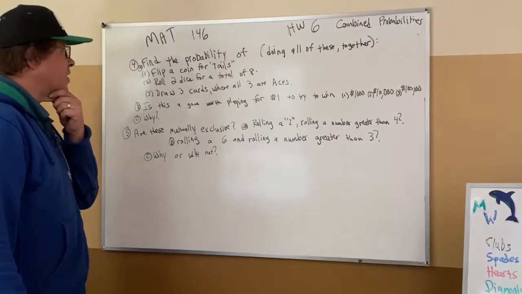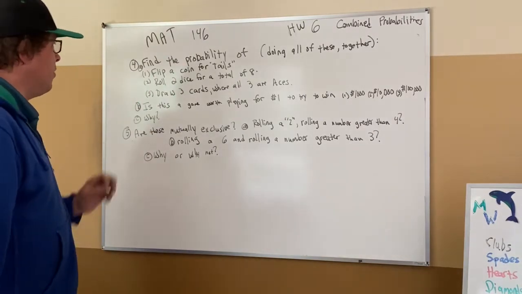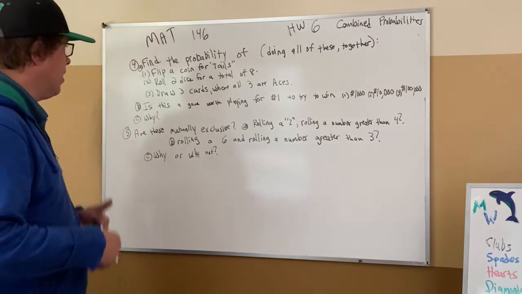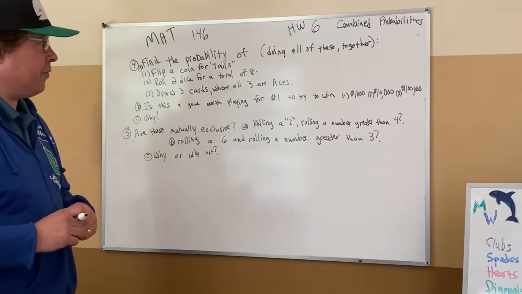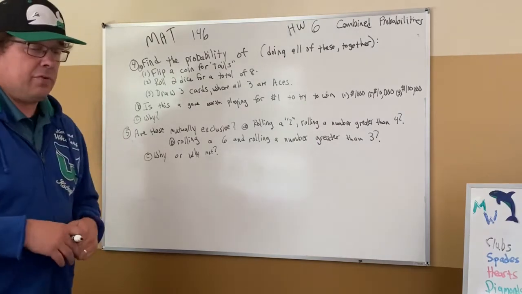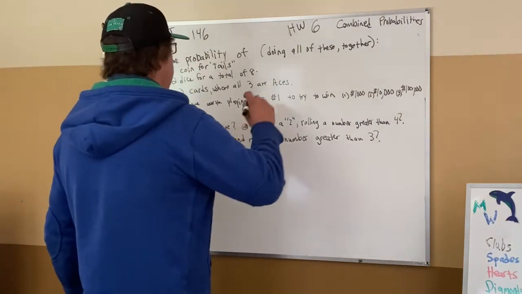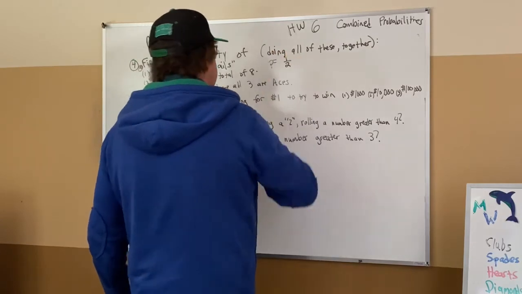Continuing with homework 6, find the probability of doing, and in parentheses I wrote all of these together: flip a coin for tails. After succeeding on that, is what's implied, roll 2 dice for a total of 8, and then draw 3 cards where all 3 are aces. Let's find that probability and maybe do it as a decimal to perhaps 6 decimal places or something like that. Flip a coin for tails. Ready? The probability equals 1 out of 2, heads versus tails.